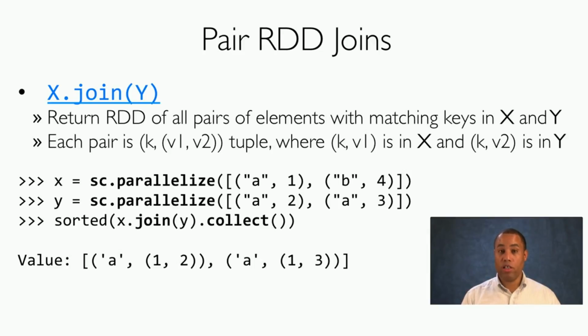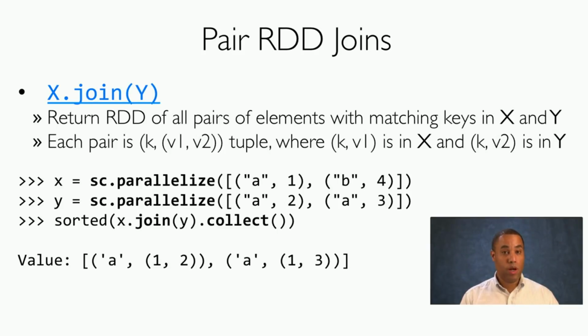x.join(y) will return an RDD containing all pairs of elements with matching keys in x and y. Each pair will be of the form (k, (v1, v2)) as a tuple, where (k, v1) is in x and (k, v2) is in y. So here we have an example of two collections. We have a collection that contains (A, 1) as a pair, along with (B, 4) as a pair, and a second collection that contains (A, 2) as a pair, and (A, 3) as a pair.